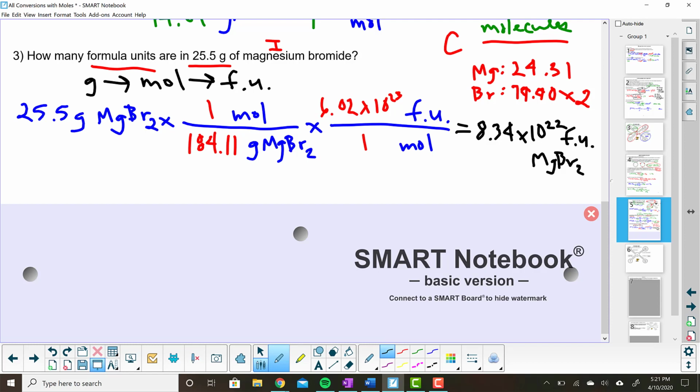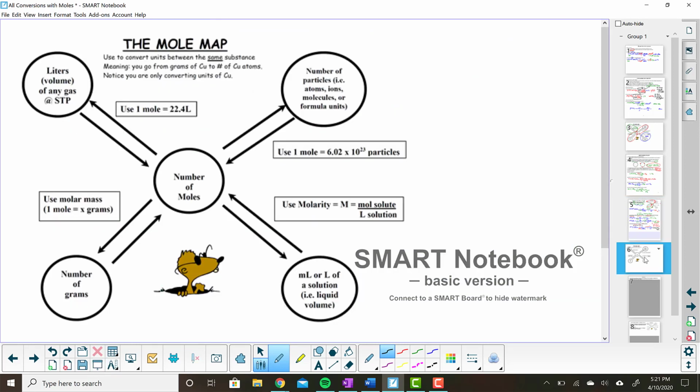So basically, what have we covered in this video? We have covered essentially all of these conversions here. We reviewed Avogadro's number, we reviewed molar mass, and then we learned something new, the molar volume of gases, that 22.4. We've done 3 out of the 4 things on this mole map, so the next video is going to be about molarity.